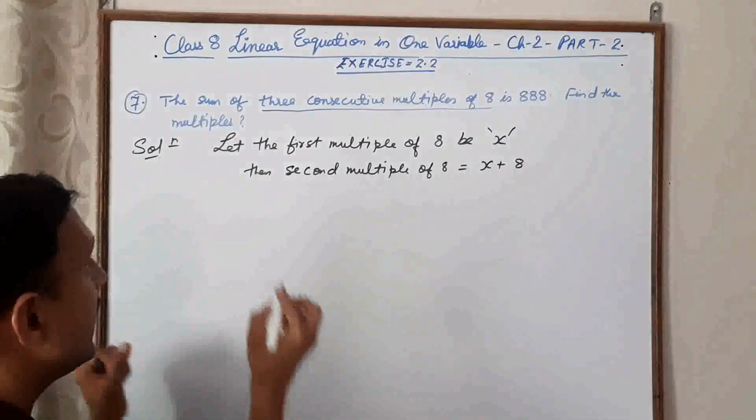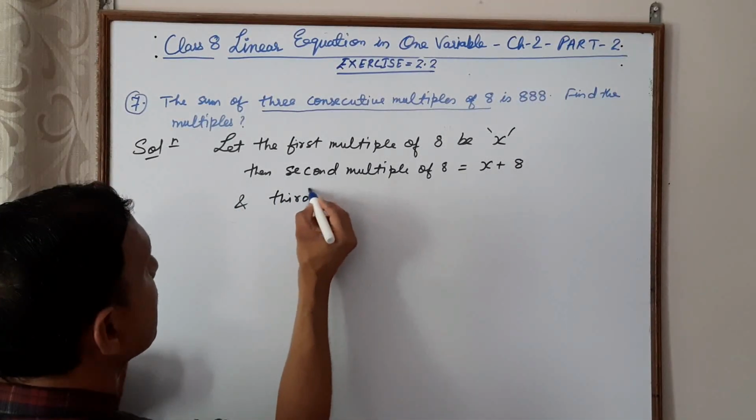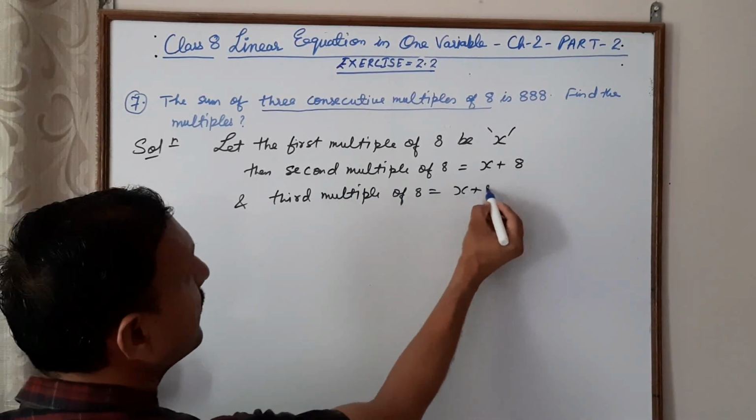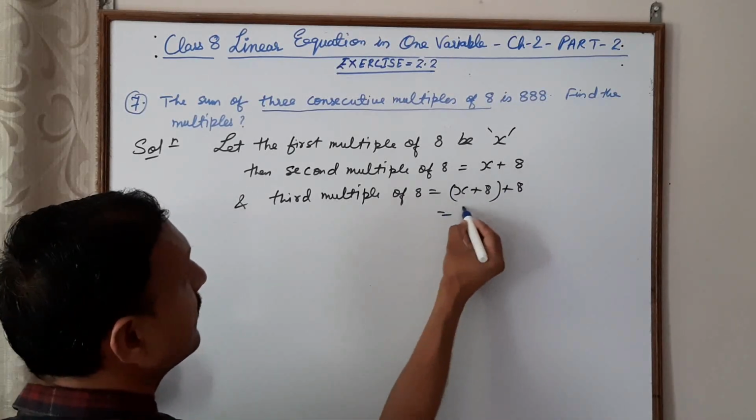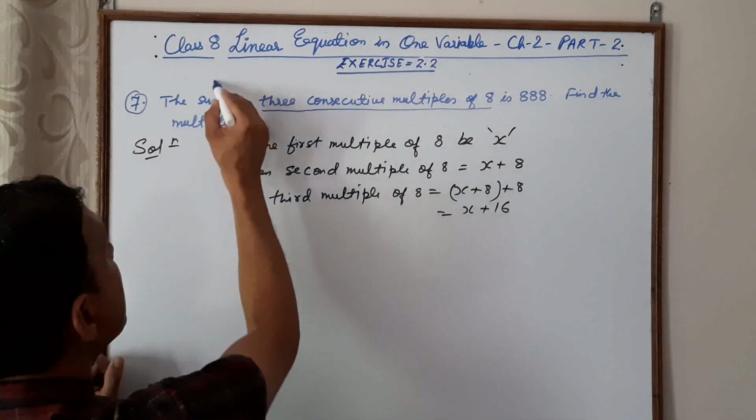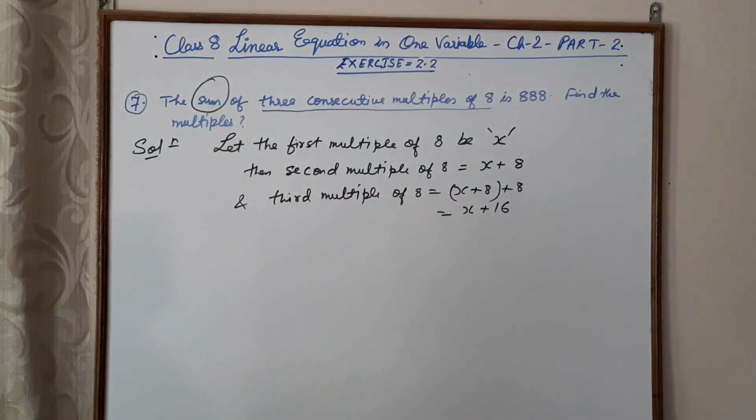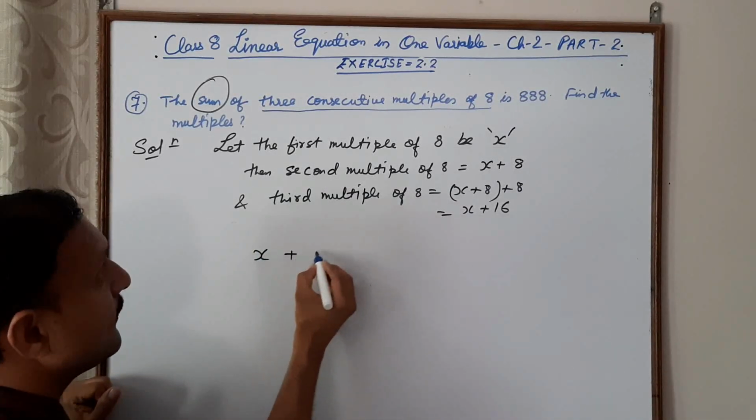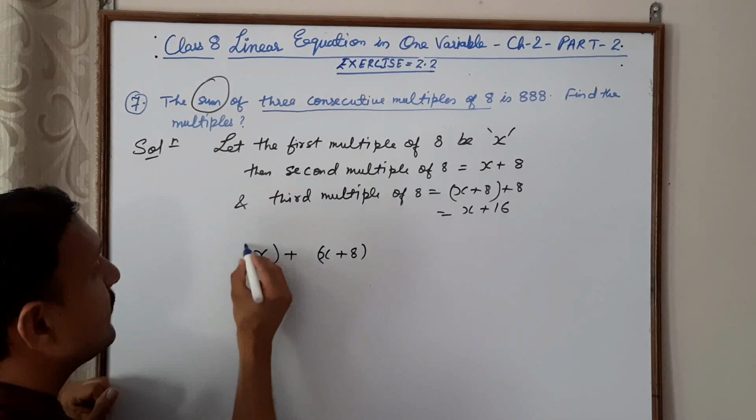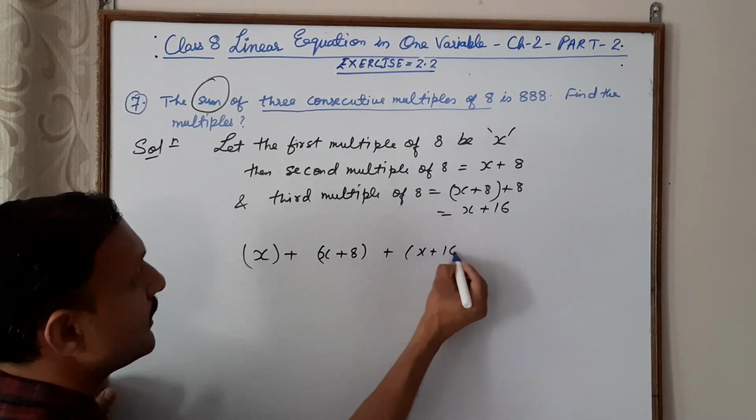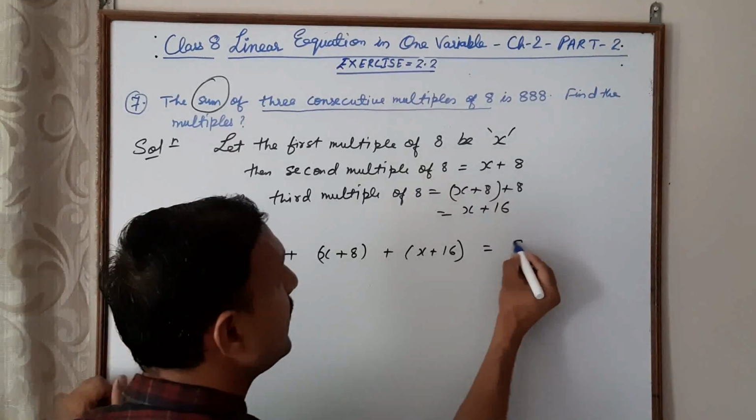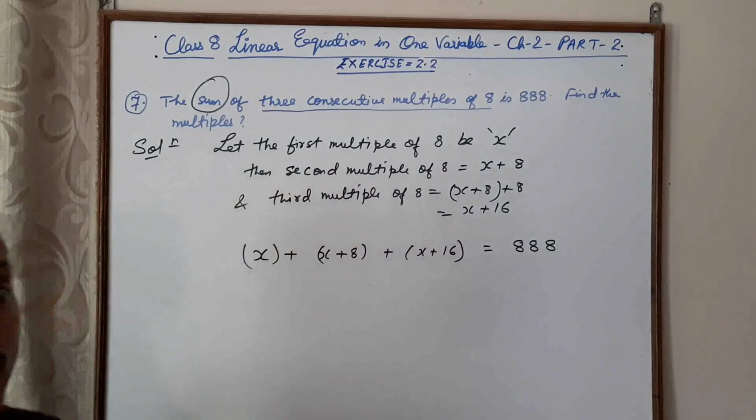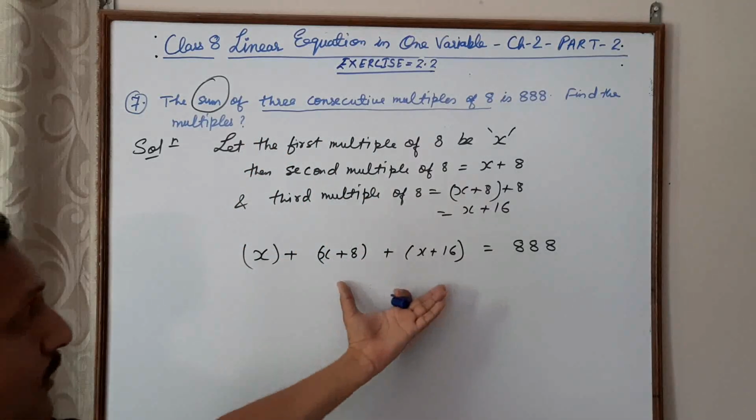The third multiple of 8 equals x plus 8 plus 8, which means x plus 16. Now the sum of 3 consecutive multiples: first x, second x plus 8, and third x plus 16. The sum of these 3 consecutive multiples equals 888, as given to us. So again the statement form is converted into an equation. Now easily we can solve.